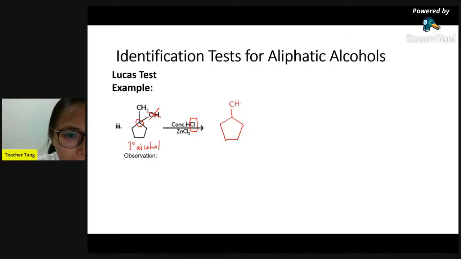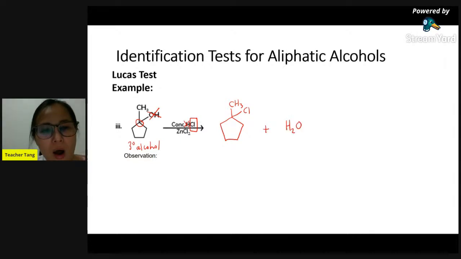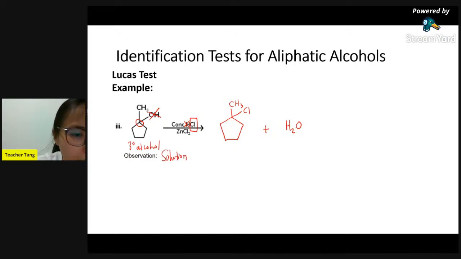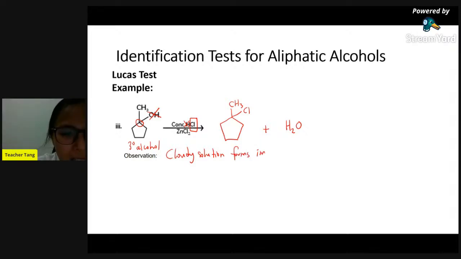So we get the product, this. And the byproduct, OH combined with the H, gives you water as the byproduct. So tertiary alcohol will be most reactive towards Lucas reagent. Therefore, we see the product form immediately. So for the observation, we write a cloudy solution forms immediately. So straight away you get the product.